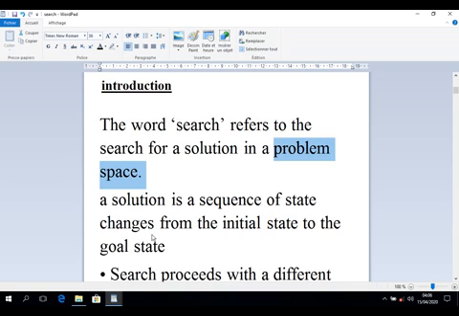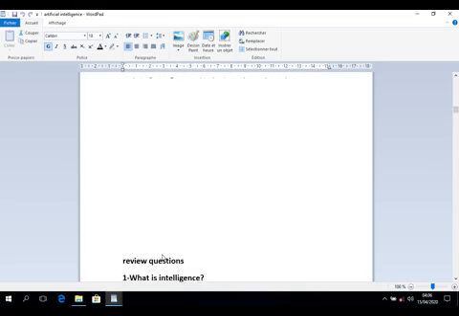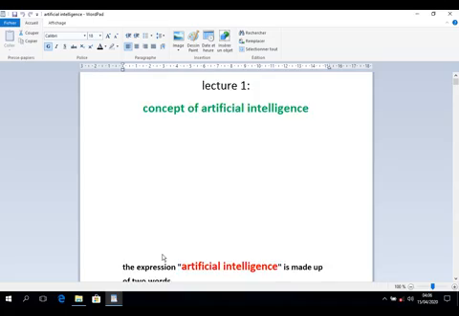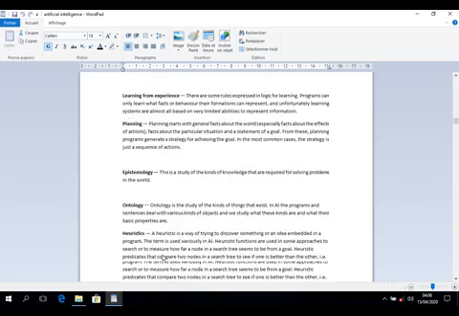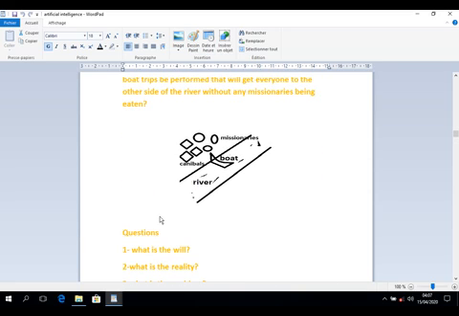Example, an example in this missionaries and cannibal problem, the state is what? It is the number of missionaries and cannibals on both sides of the river and the position of the boat. So that is a state. And then a state change is what? It is a trip from one side to the other side.